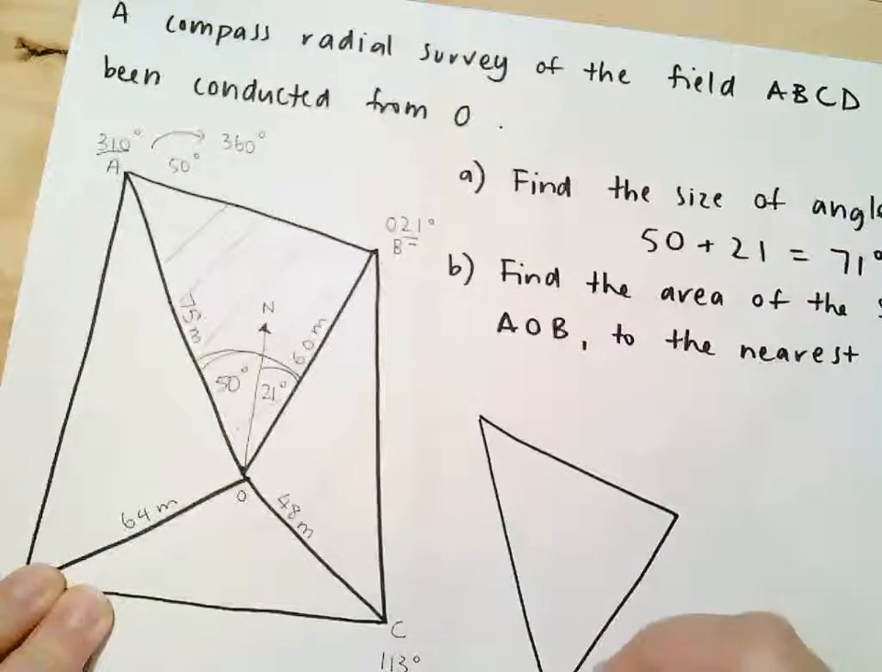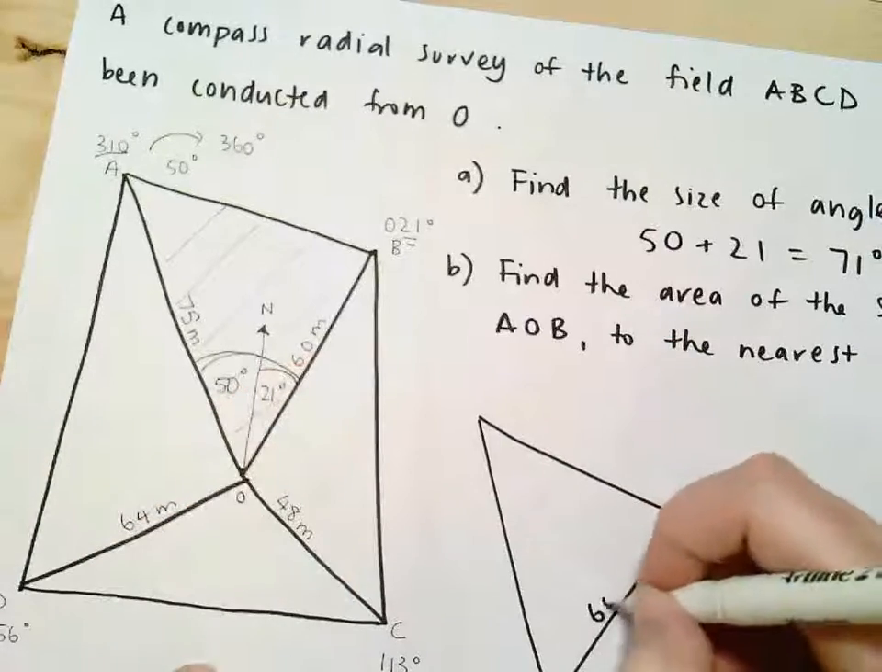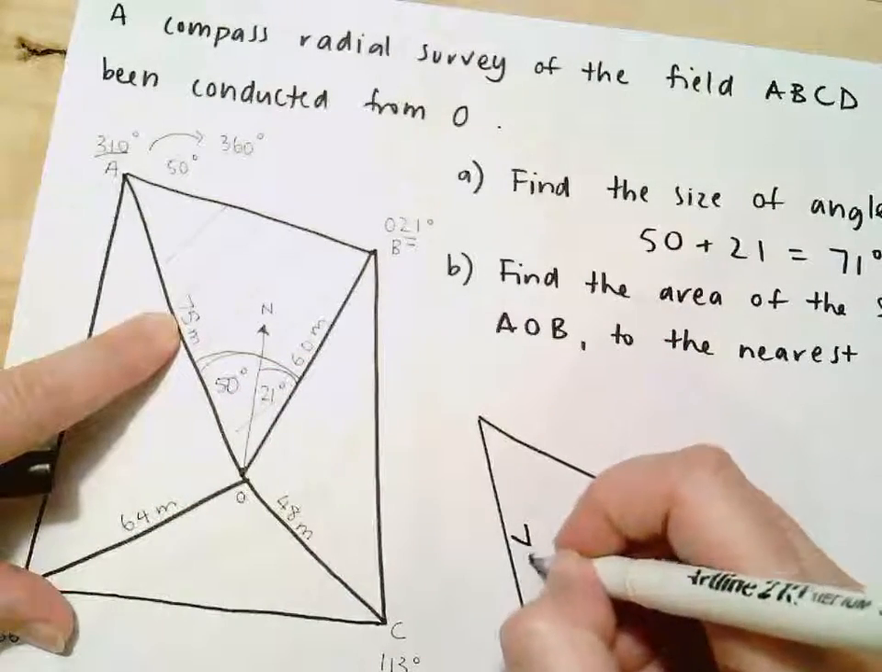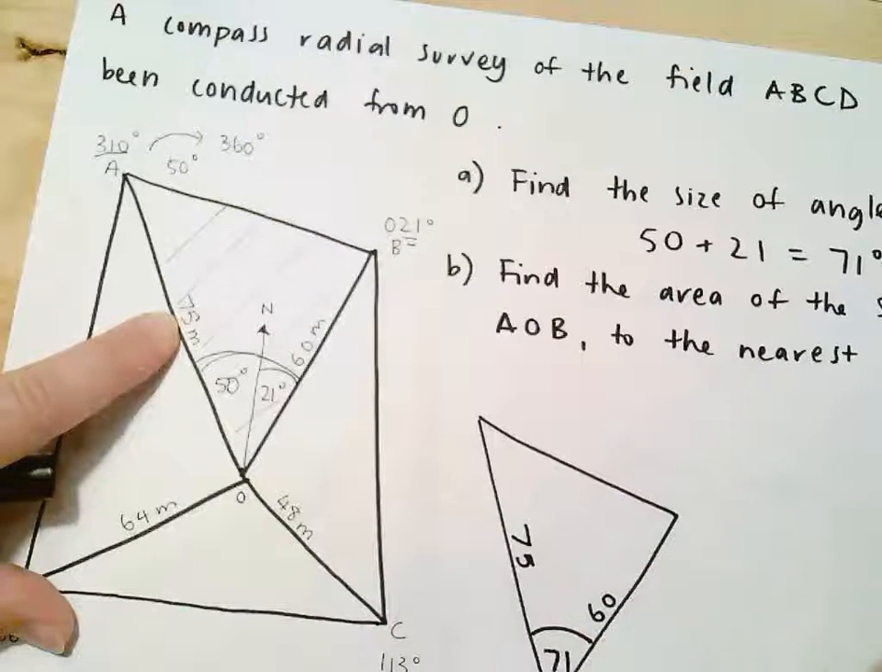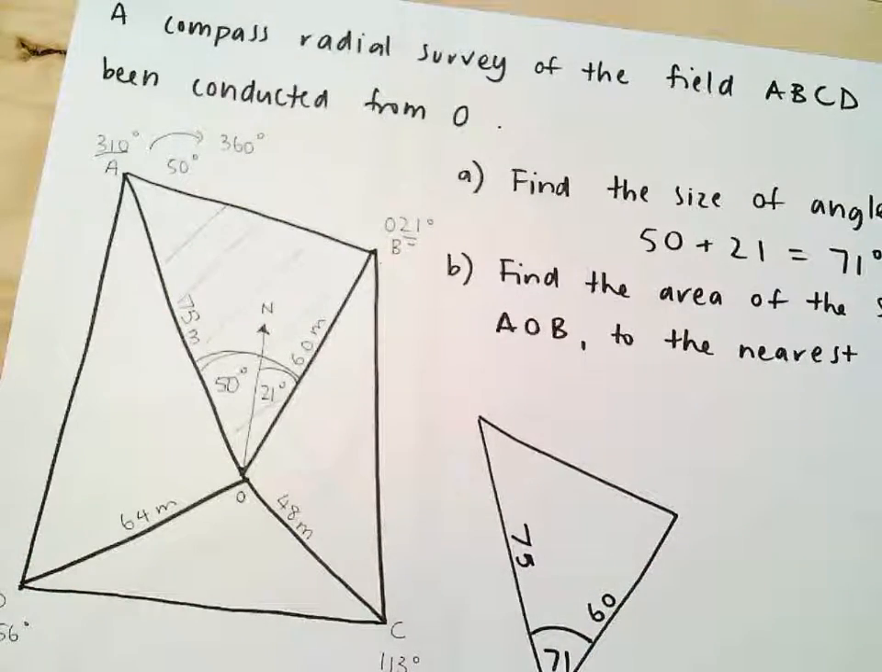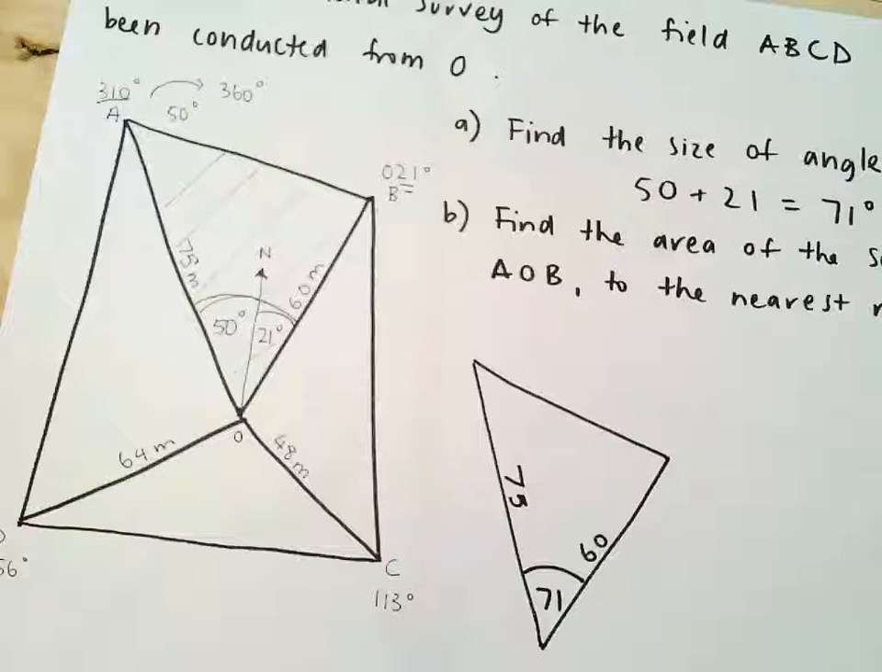It looks like this. You know that this side is 60 metres, you know that this side's 75, and you've just worked out that this angle is 71 degrees. So give that a go, finding the area of that triangle.